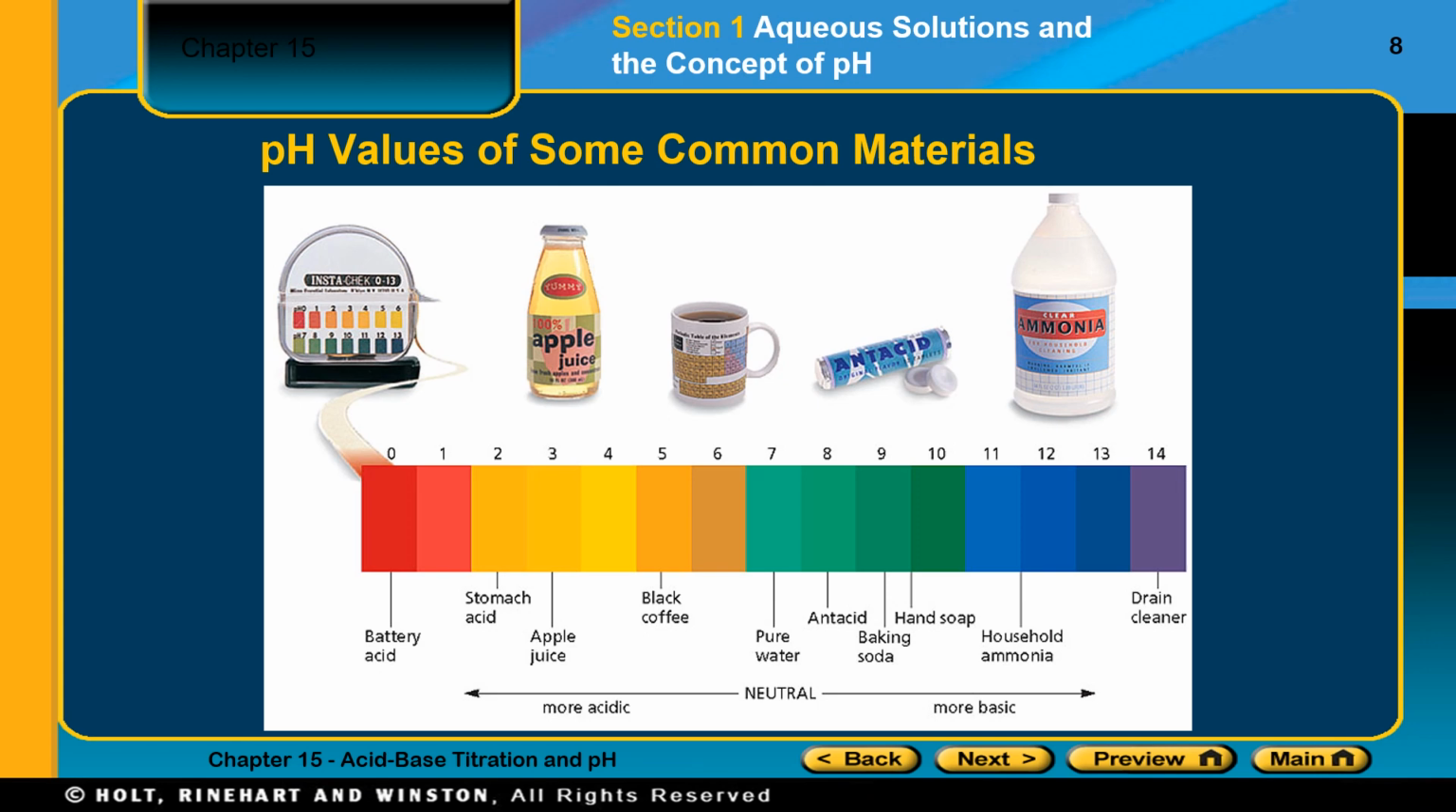apple juice would be a little lighter shade of yellow, coffee is about a pH of 5, water we know is neutral at 7, and an antacid like Tums would be about an 8, baking soda would be about a 9, hand soap is between a 9 and a 10, household ammonia cleaner is between 11 and 12, and if you have Drano, it's pretty potent stuff, it's a 14. So that kind of gives you an idea of where these pHs are for common household substances.